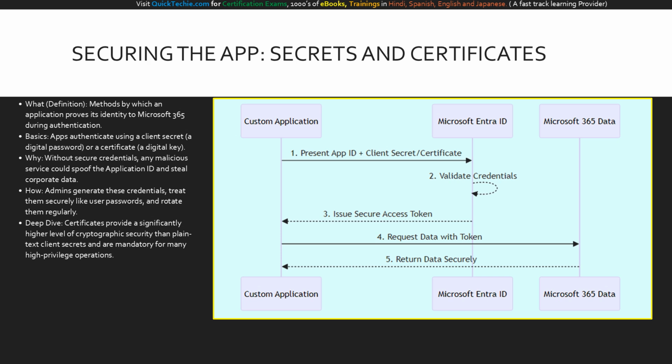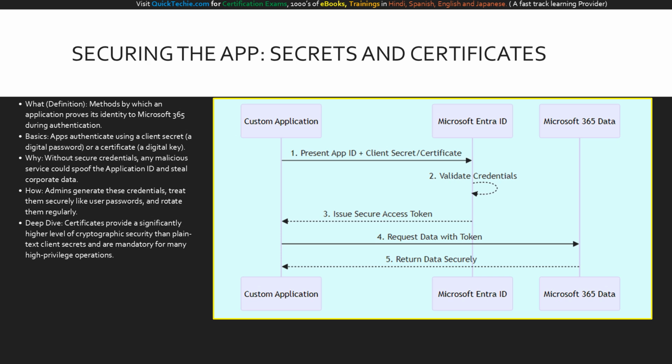First, the custom application reaches out to Microsoft Entra ID and presents its application ID alongside its client secret or certificate. Entra ID evaluates these credentials. Once validated, it issues a secure, time-bound access token back to the app. The application then presents this token to the Microsoft 365 data services, like Exchange or SharePoint. Finally, the data is returned securely. Notice that the application never accesses data directly.